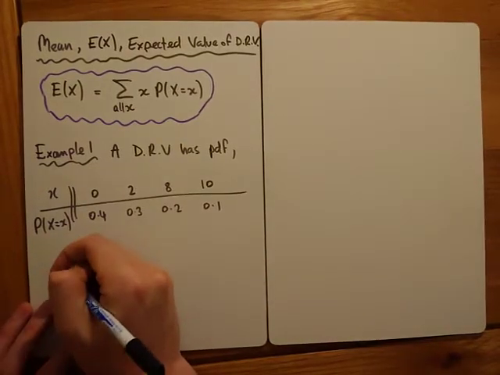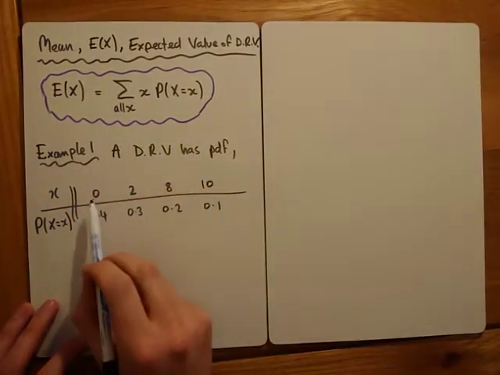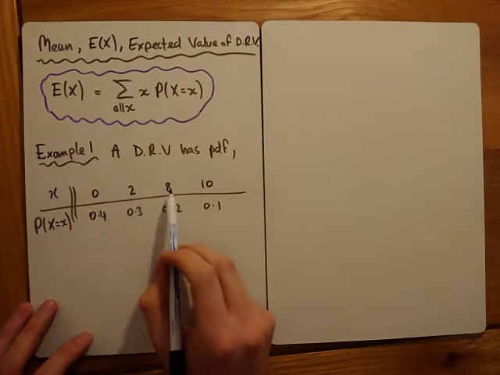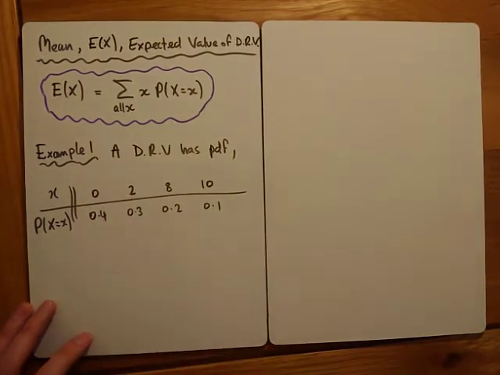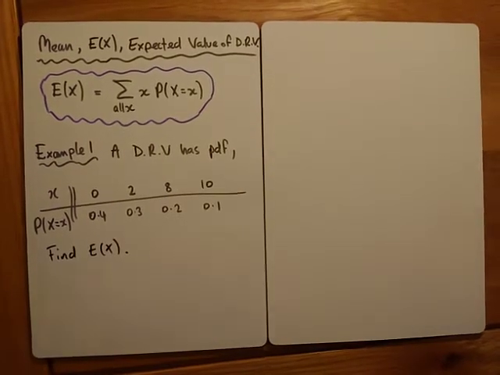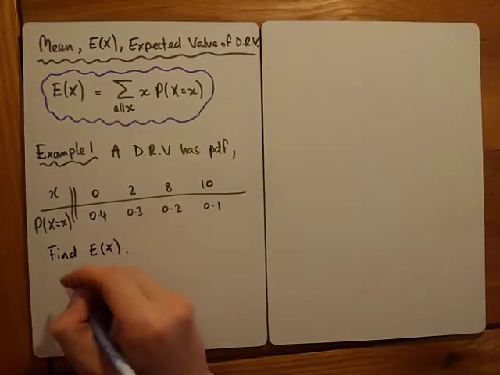So for this one, we've got a discrete random variable. We could get a 0, we could get a 2, we could get an 8, or we could get a 10. The probabilities associated are this, and I should actually write the question out, shouldn't I? This one just says find E of x, so find the expected value or the mean.